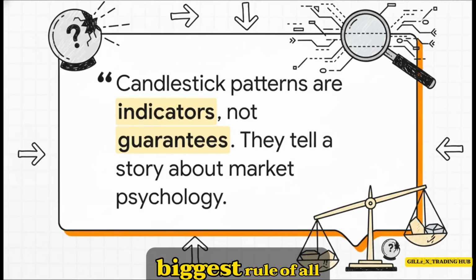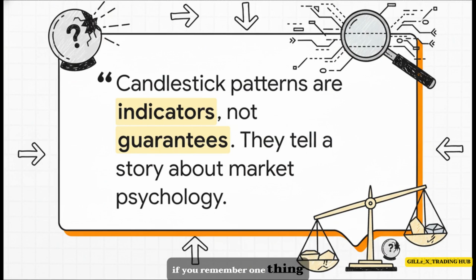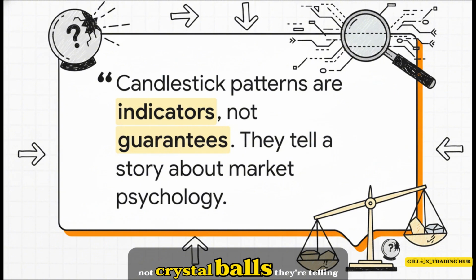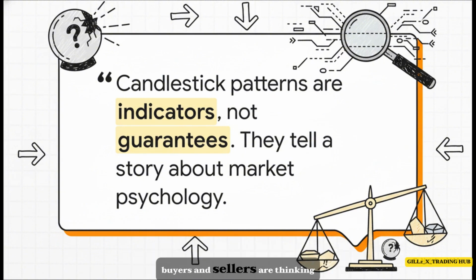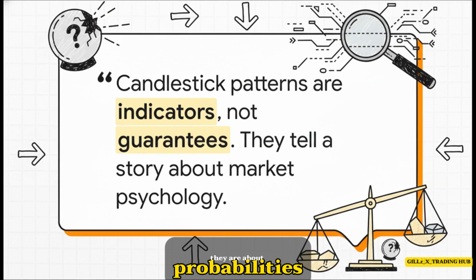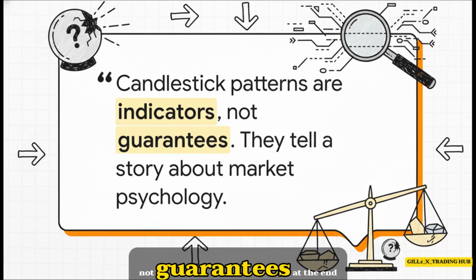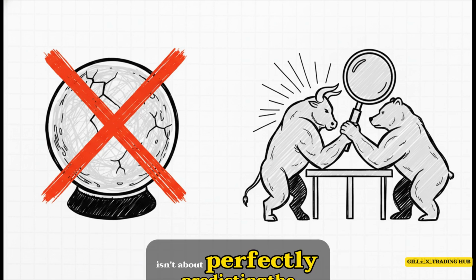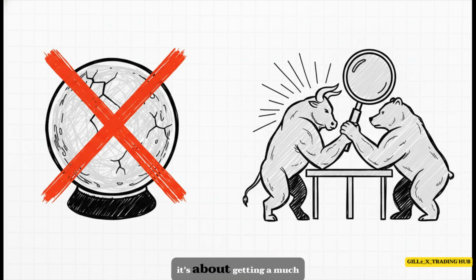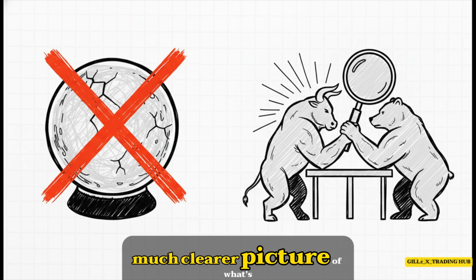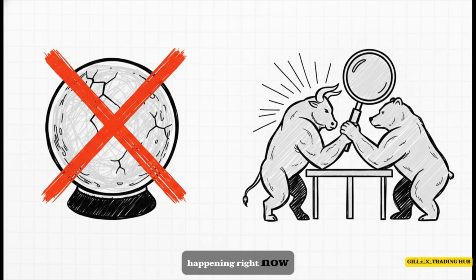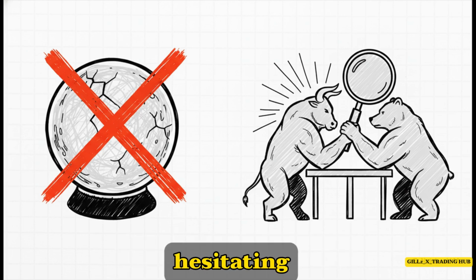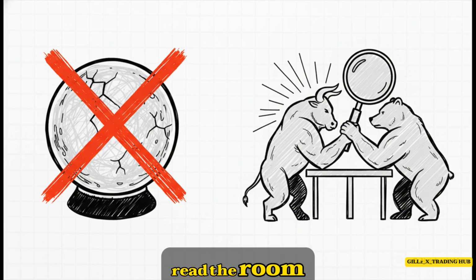And that leads to the biggest rule of all. If you remember one thing, make it this. These patterns are clues, not crystal balls. They're telling you a story about what buyers and sellers are thinking and feeling. They are about probabilities, not guarantees. At the end of the day, the real power of reading candlesticks isn't about perfectly predicting the future. It's about getting a much, much clearer picture of what's happening right now. Who has the momentum? Who's hesitating? It's about being able to read the room.